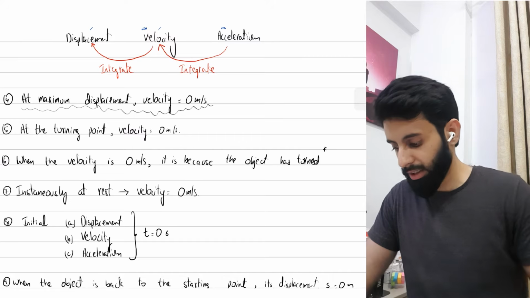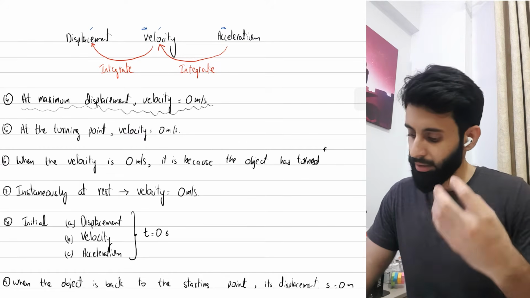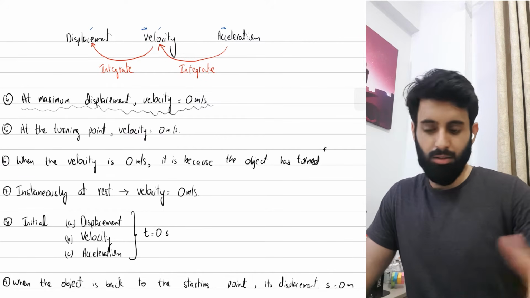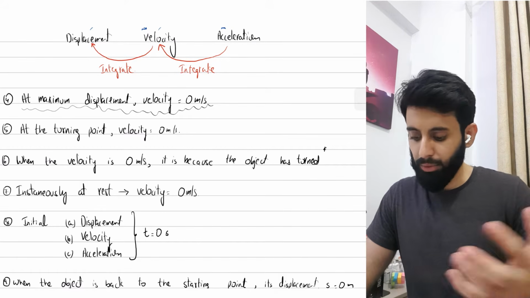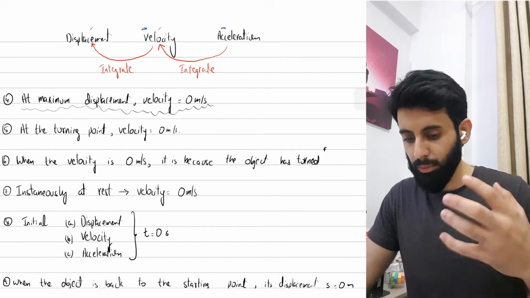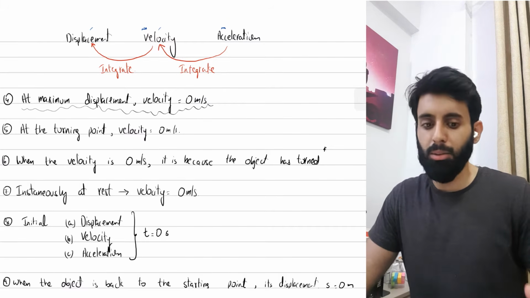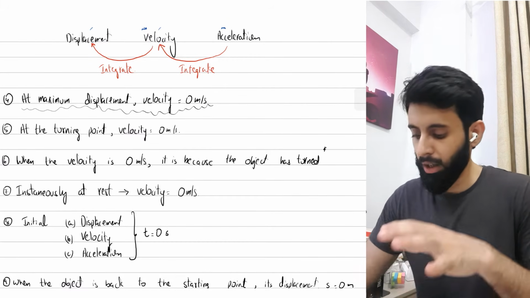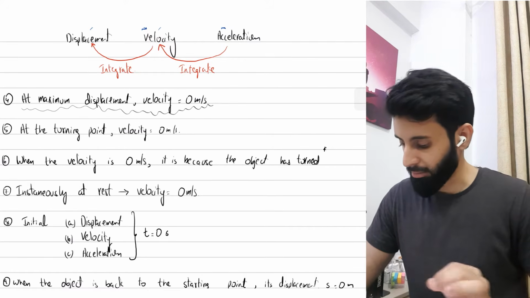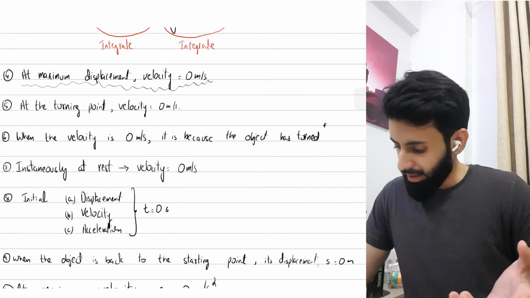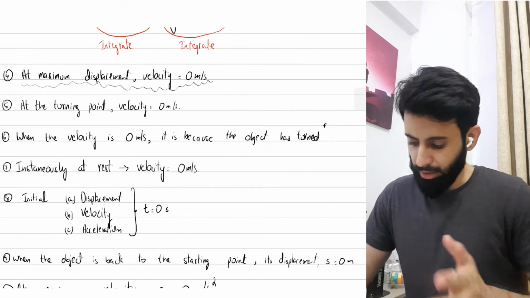And when it turns, the velocity is equal to 0, okay? So this works the other way around also: whenever the velocity is equal to 0 at a certain instant, we make the assumption that the object has turned. And again, we'll be dealing with this in a couple of past paper questions, and then you will understand exactly what I'm trying to say here. And then again, at instantaneous rest, velocity equals 0. I already mentioned that above.